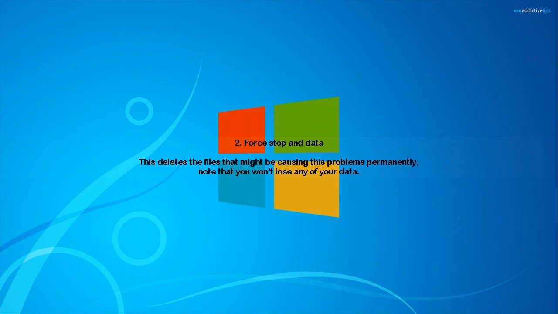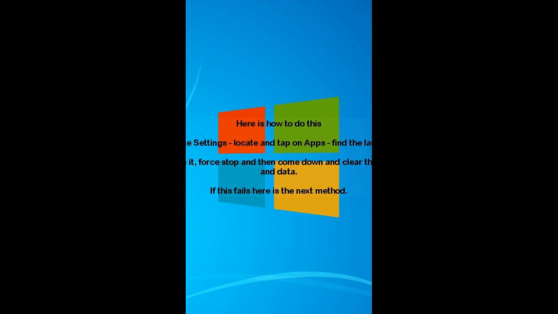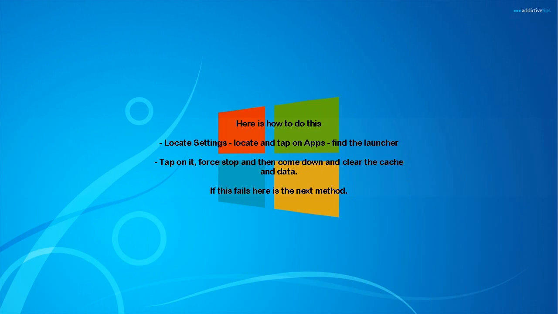2. Force stop and data. This deletes the files that might be causing this problem permanently. Note that you won't lose any of your data. Here is how to do this. Locate Settings, locate and tap on Apps, find the launcher, tap on it, force stop, and then come down and clear the cache and data. If this fails, here is the next method.